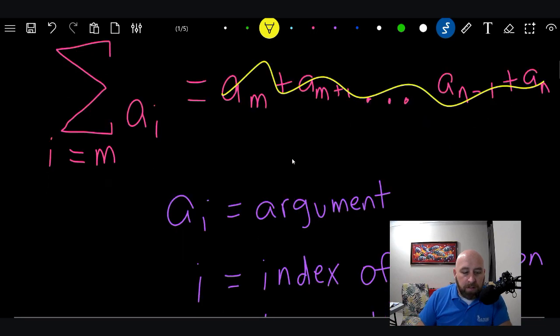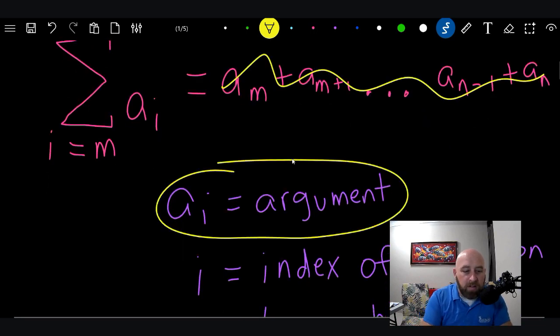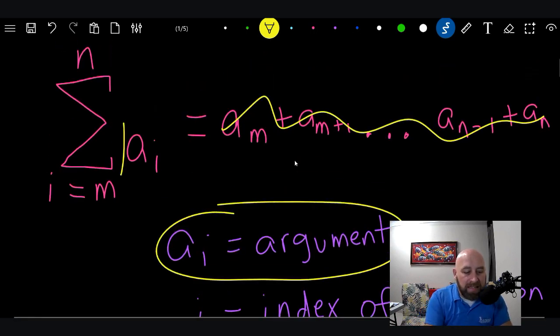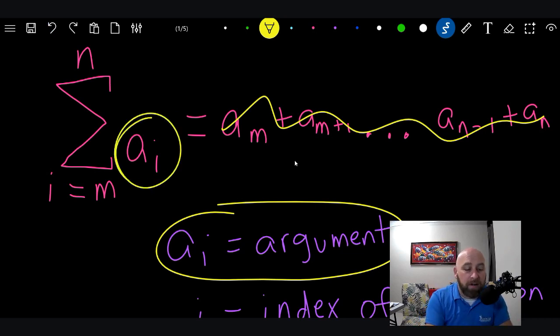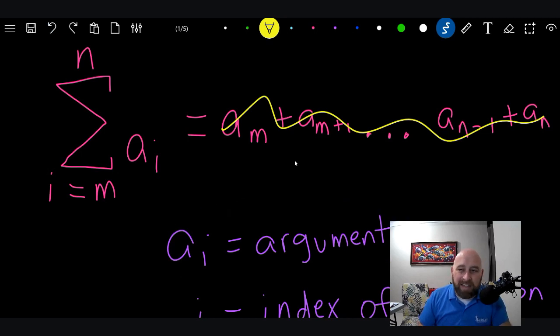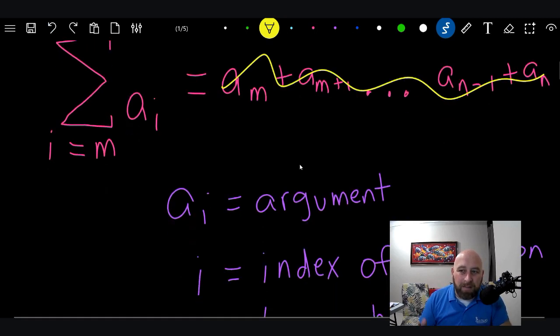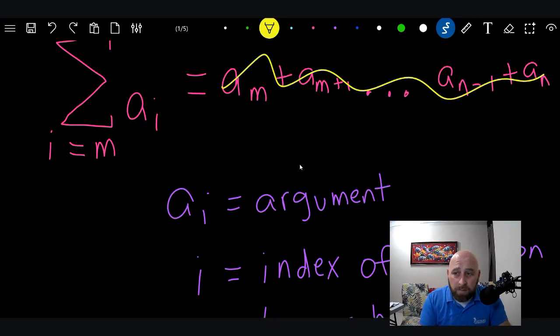All right. So this right here is what's called the argument, this a sub i. And a sub i can look different. That a can look a little different. The i can look a little different. But that piece right next to the sigma is called the argument. It's kind of like the argument when we did the logarithms, but it's a little bit different though.